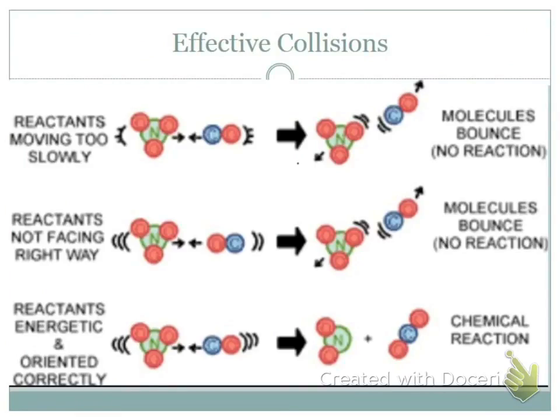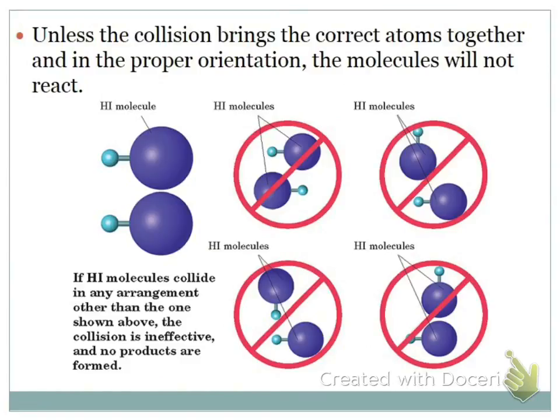Okay, this is just a visual to kind of show you why some collisions are not effective. So sometimes they're moving too slowly, sometimes they're not facing the right way, but then when all three of these conditions are met correctly, then you have effective collisions and you get a chemical reaction. Here's another example of not being oriented properly, so that no product would form unless it was oriented in the correct way.